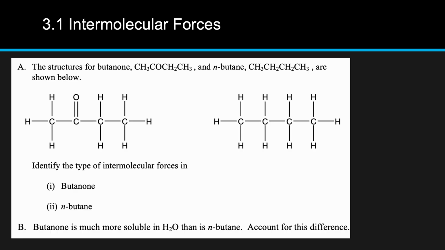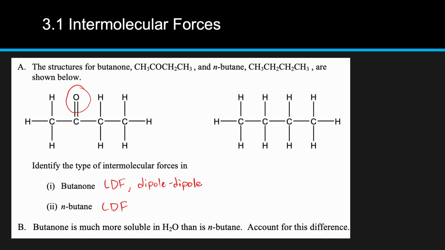So in the left molecule, we have an oxygen, but remember it is not directly attached to a hydrogen. So this would just be a polar molecule, which means it has London dispersion forces and dipole-dipole. Then looking at n-butane over here on the right, all we have is carbon and hydrogen. So these are all non-polar bonds, and it is a non-polar molecule. And when you have a non-polar molecule, the only type of intermolecular forces you can have are London dispersion forces.